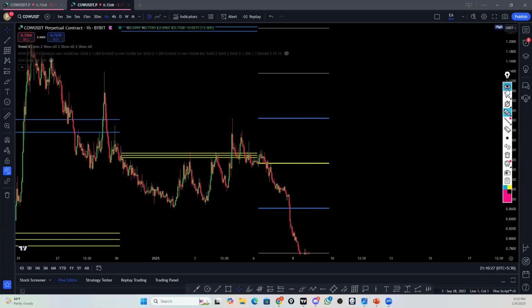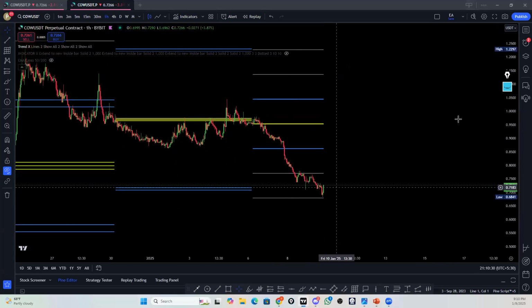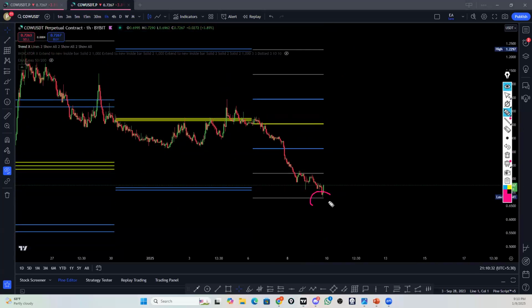Now you can see we have the resistance and support for the weekly, right? Now it's taking the rejection from the weekly support 3 and the market achieved all the targets. Now no more trading here. Done.